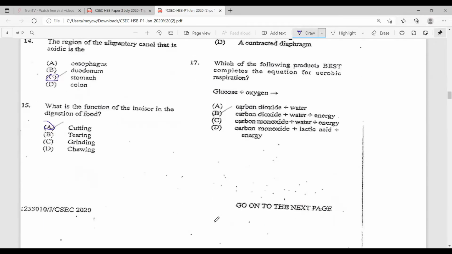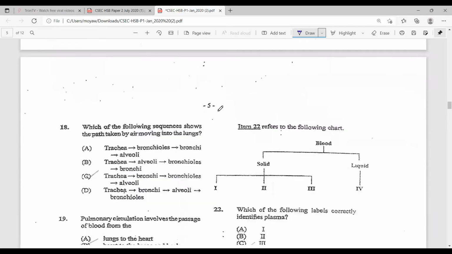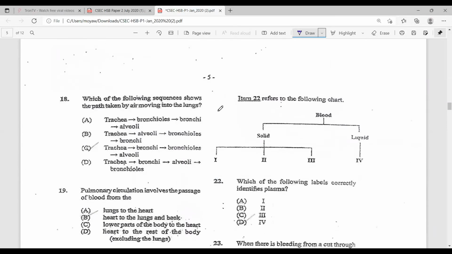17. Which of the following products best completes the equation for aerobic respiration? So we have glucose plus oxygen gives us carbon dioxide, water plus energy. This is an easy one, so the best option has to be B because that is the answer. This is a formula that we must know in our heads. And remember, sometimes energy gets represented as ATP.